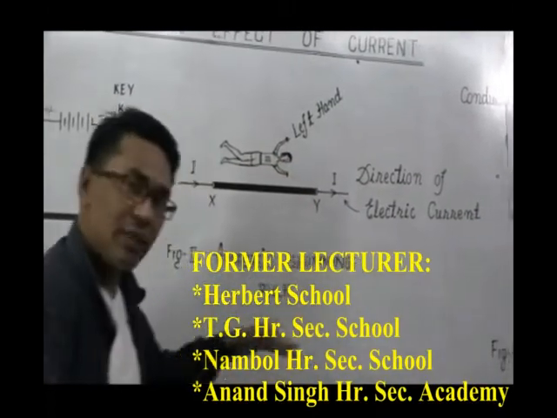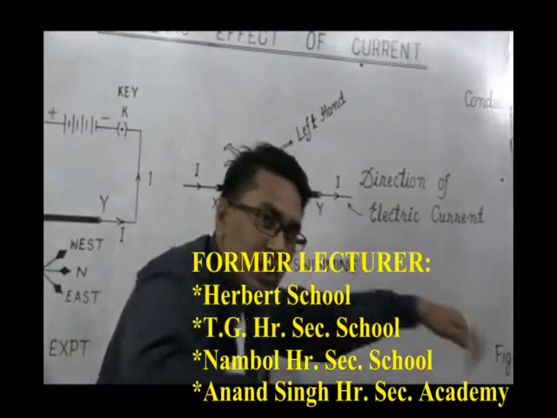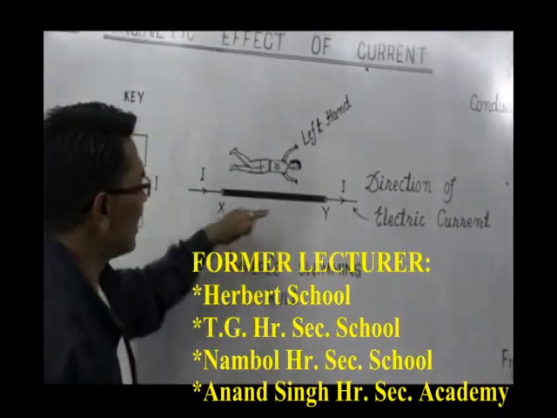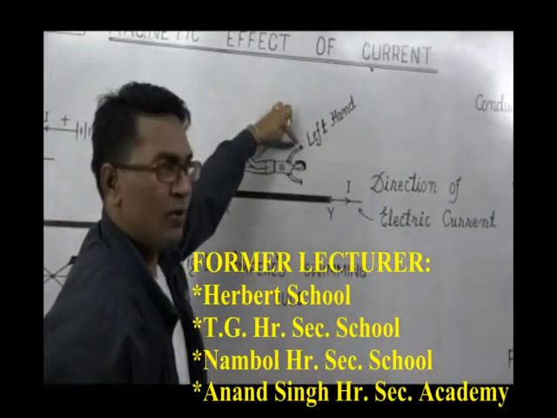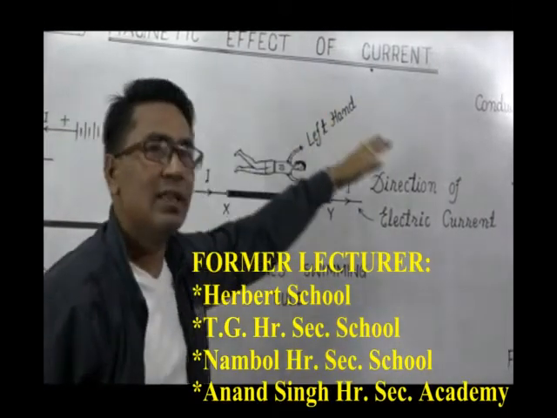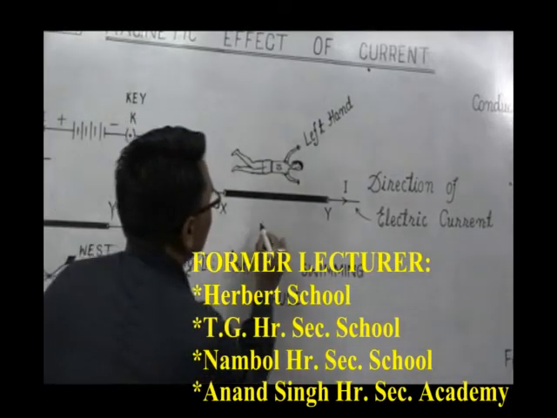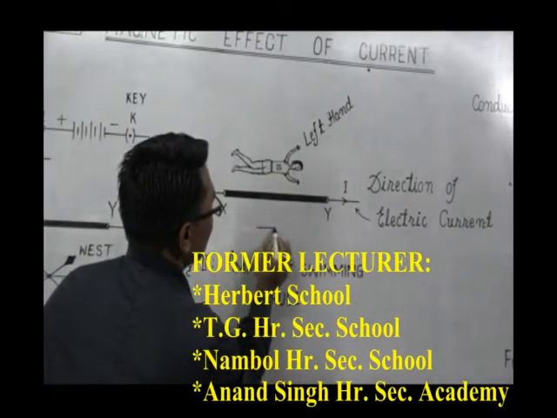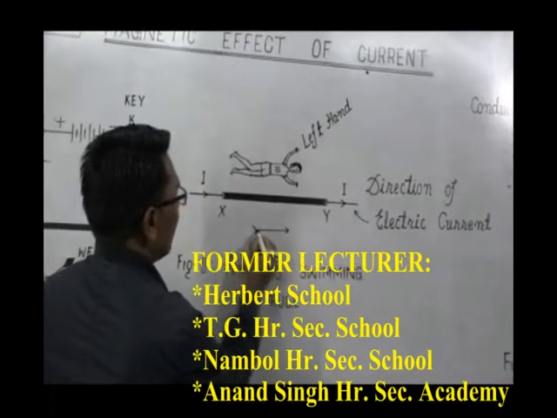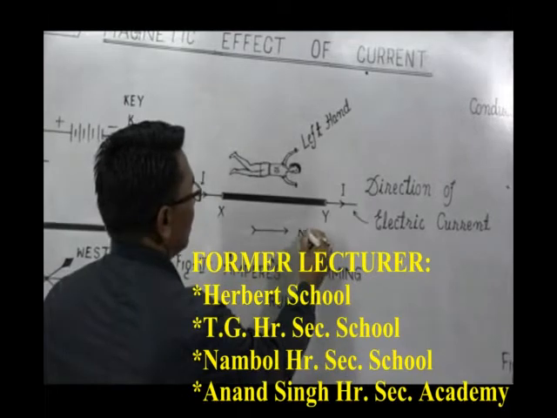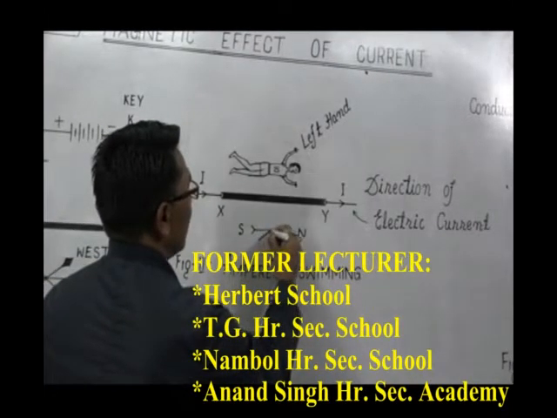Then the magnetic field is like that: north pole, south pole. Current is a constant in the system.